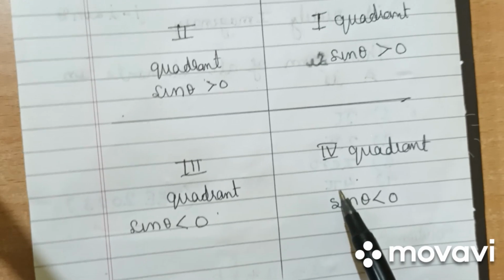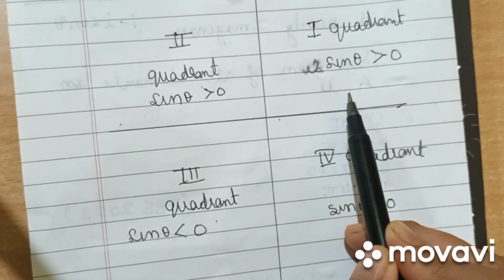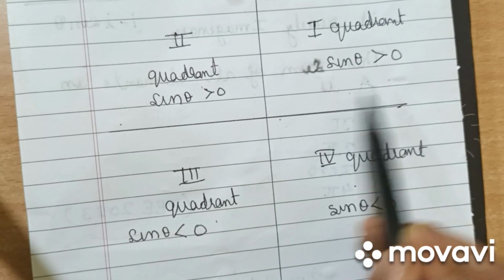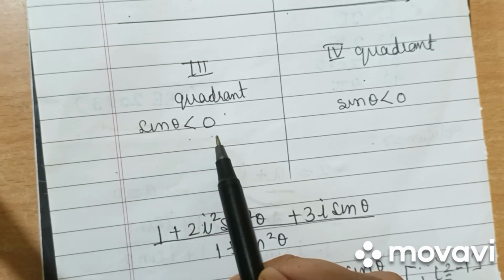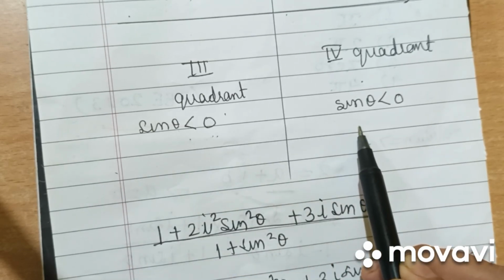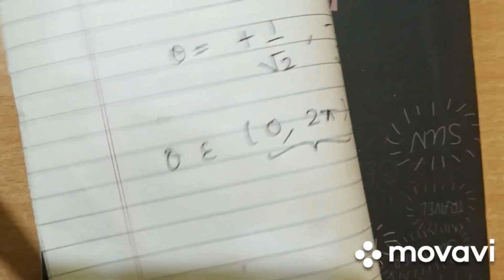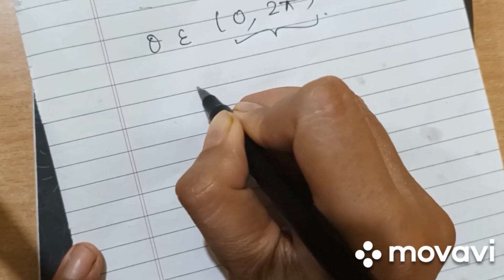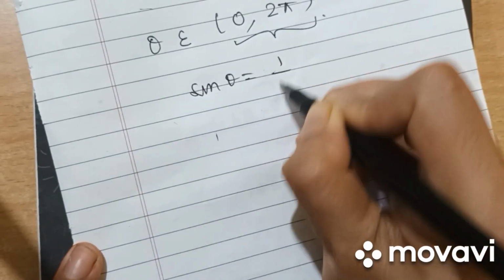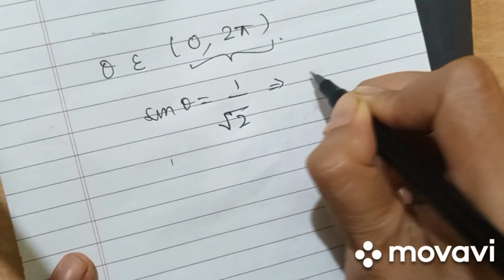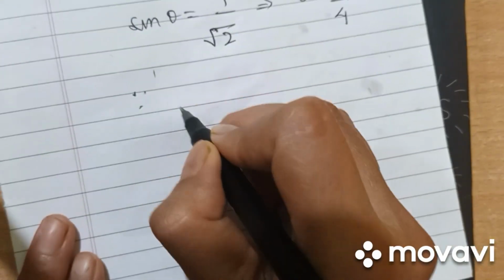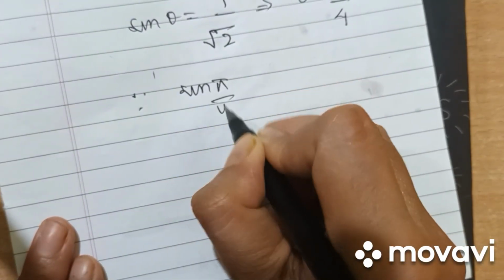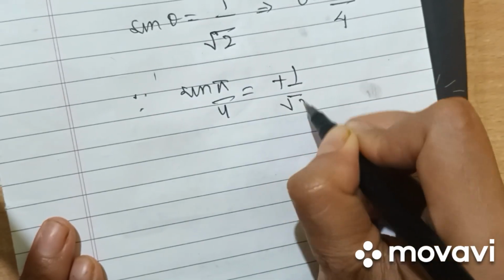We know that in trigonometry we have studied that in first quadrant sine theta is greater than 0. In second quadrant also sine theta is greater than 0. In third quadrant sine theta is negative, and fourth quadrant also sine theta is negative. So in first quadrant our value for sine theta is equal to 1 upon root 2. In first quadrant we have theta is equal to pi by 4, since sine pi by 4 is equal to plus 1 by root 2.